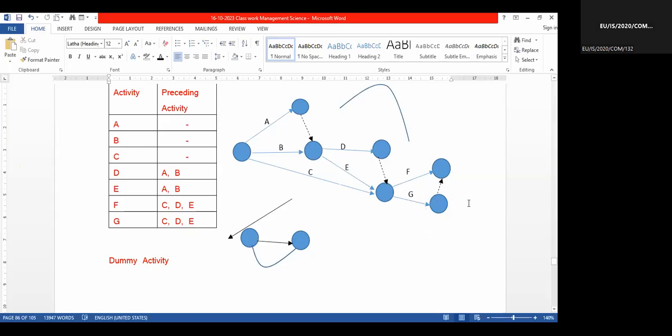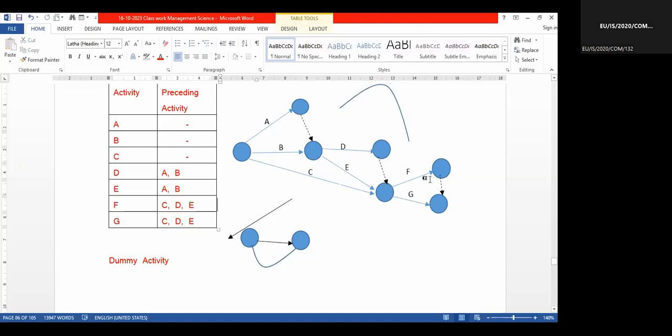This is also correct because F and G cannot be hanging. If there is no arrow like this, what happens? There are two ends. It cannot happen. So if I put it like this, this is only one end. This is the end. Anyway, you can draw it, no problem.